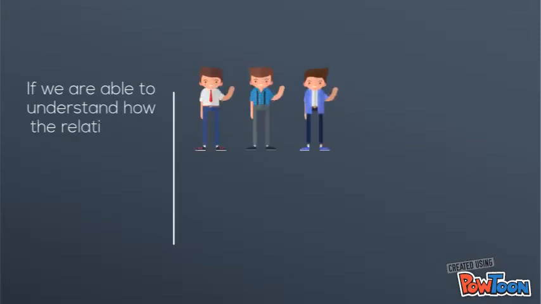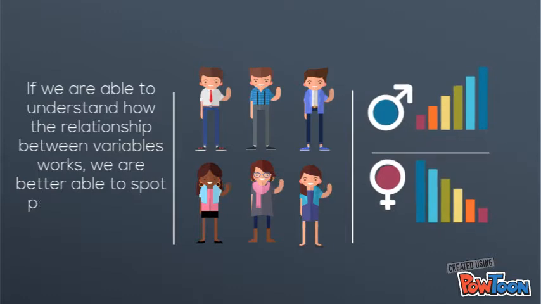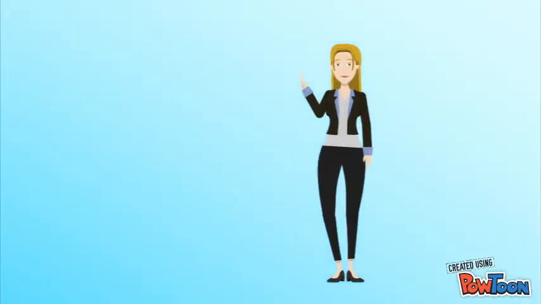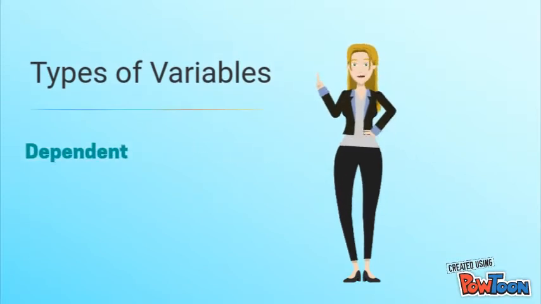If we are able to understand how the relationship between variables works, we are better able to spot people at risk or provide services that will be helpful. There are three basic types of variables we'll see in research study.